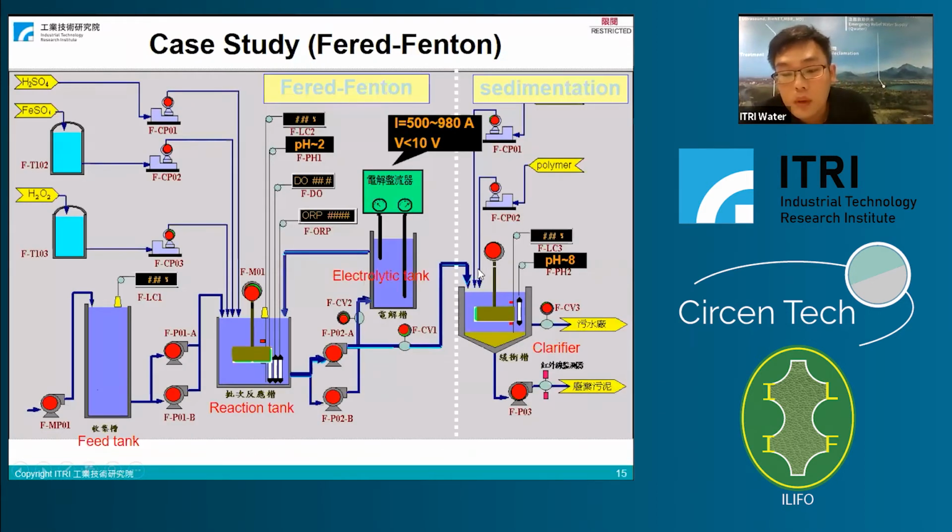This picture is electrolytic tank and a purifier. This is operation panel. This one is a reaction tank, and here is electrolytic tank, and this is clarifier. We can see pH, DO, ORP, and some important information on the panel.